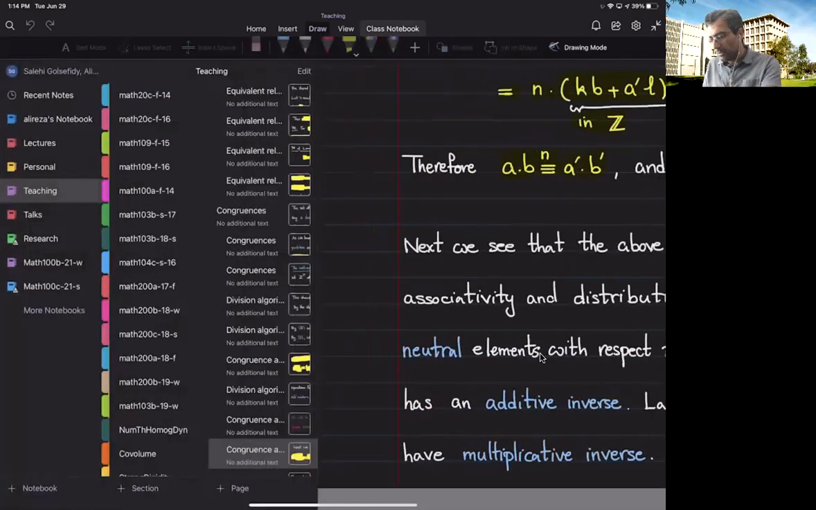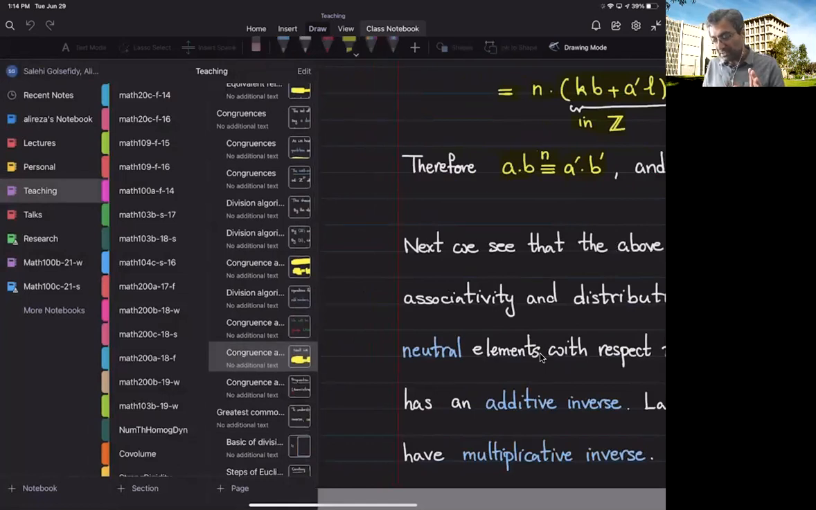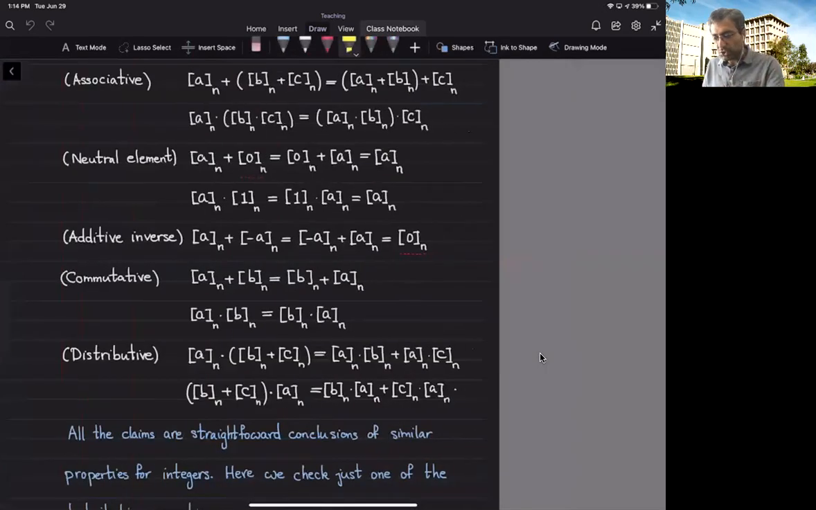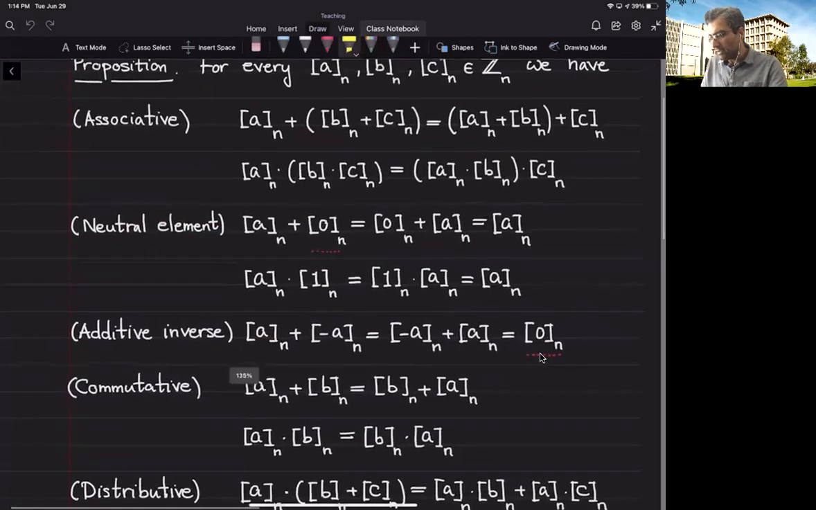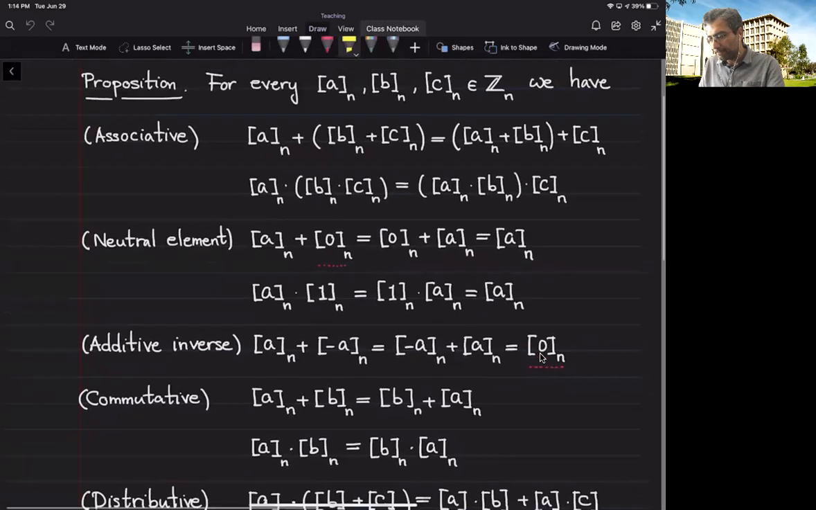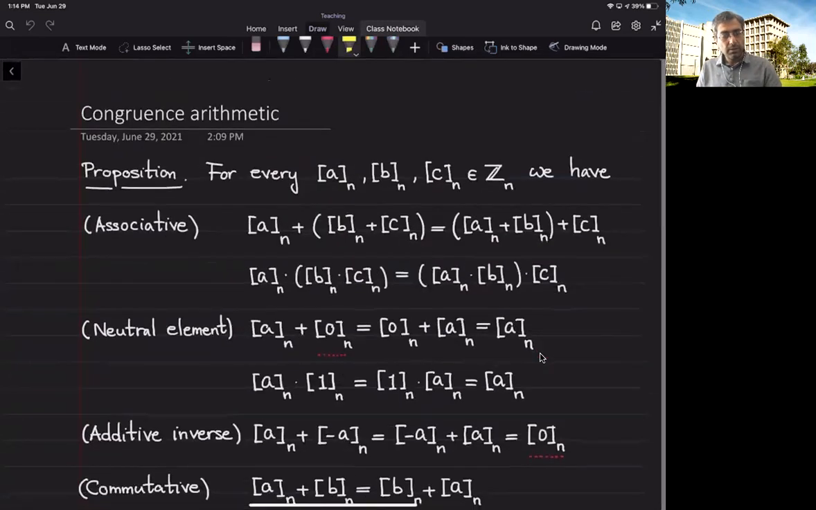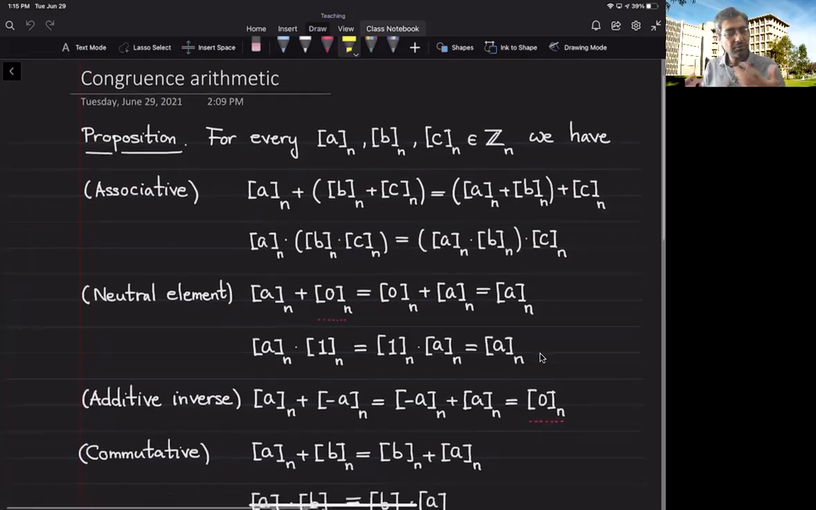Okay, but let's start with the basic properties: associativity, distribution, what it means to have neutral elements, and so on. In this proposition, the formulation and the phrases are more important than the proofs. The proofs are rather easy and straightforward, but getting familiar with the phrases is the key point of this proposition. So I give you three elements in the set of integers modulo n.